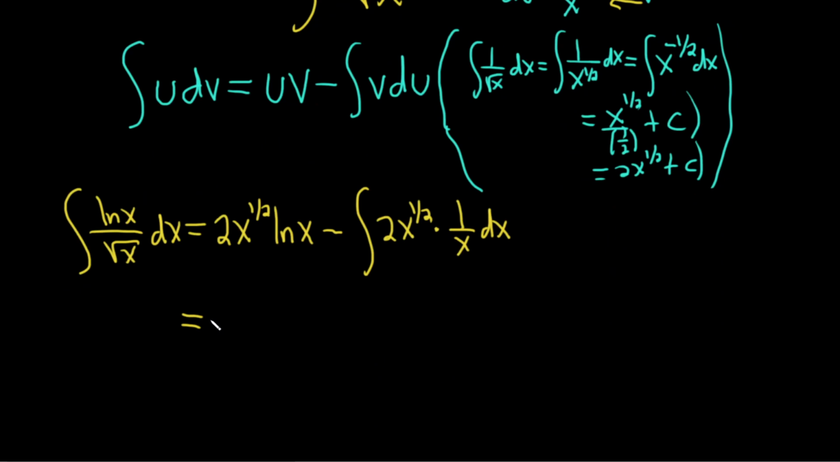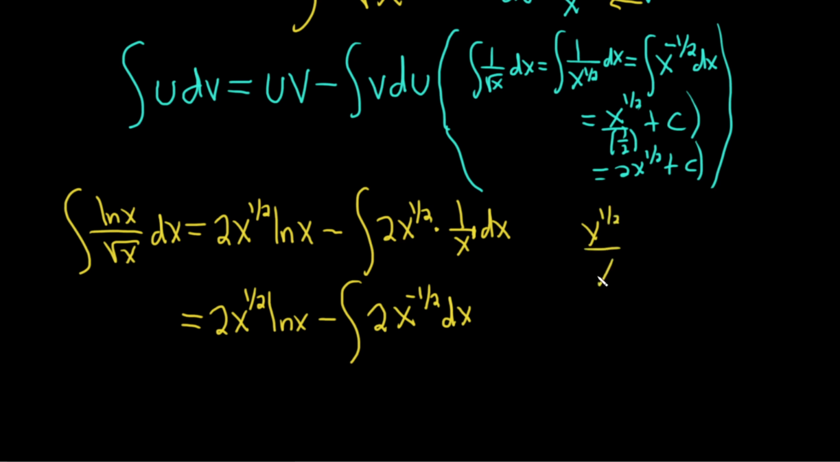So this is equal to 2x to the 1/2 natural log of x minus the integral of, here we can do some work. Because we have the same base, we subtract the exponents. We have x to the 1/2 over x to the 1, so you basically just subtract 1 from 1/2. 1/2 minus 1 is negative 1/2. This is 2x to the negative 1/2 dx. Again, if you have x to the 1/2 over x to the 1, you just subtract these and you get negative 1/2. Okay, now we can keep going.